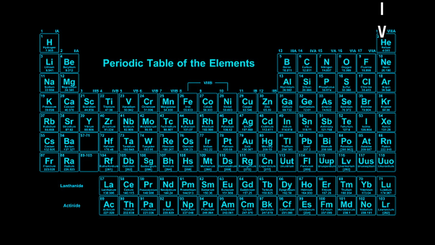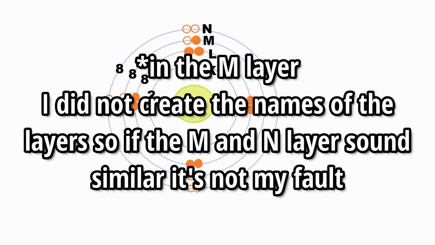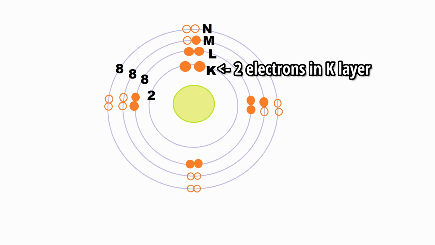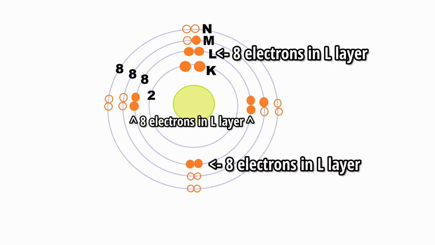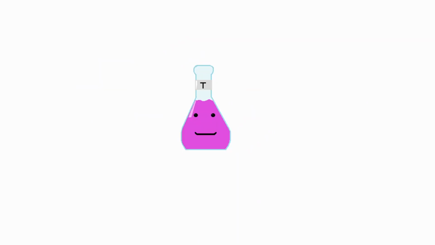Every horizontal row you go down in the periodic table, a new layer appears. The previous layer will be full, so if an atom has 3 electron spaces in the M layer, the K layer will have 2 electrons and the L layer will have 8. The sharing of electrons is what forms the bonds between atoms, which makes molecules. Anyway, that's enough for today.